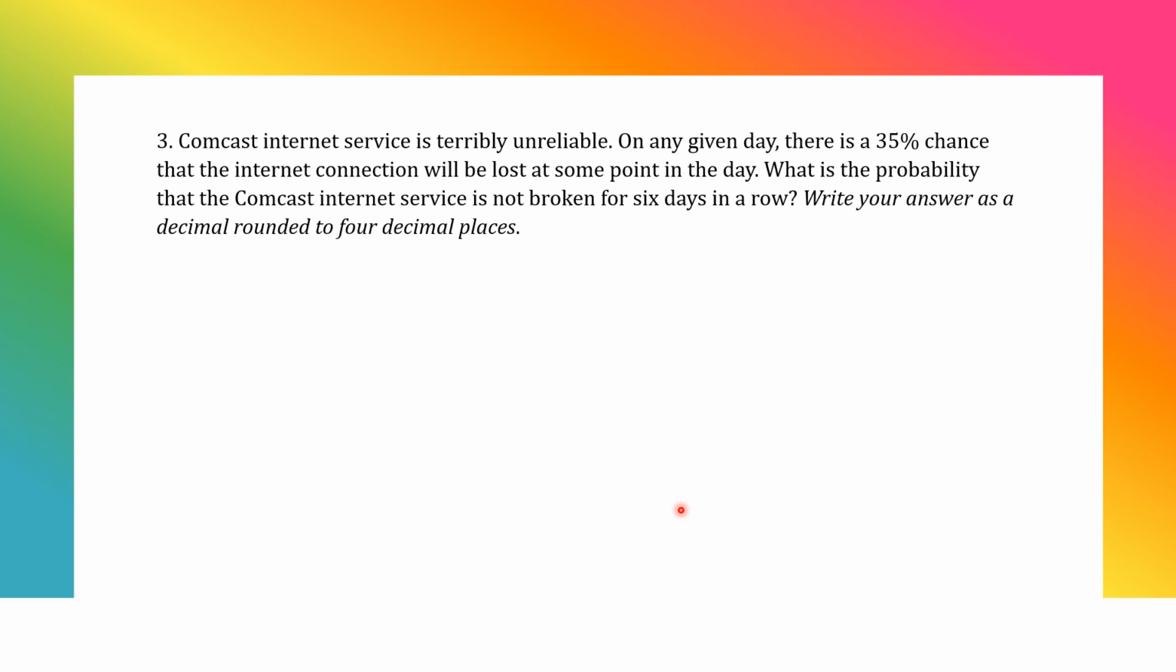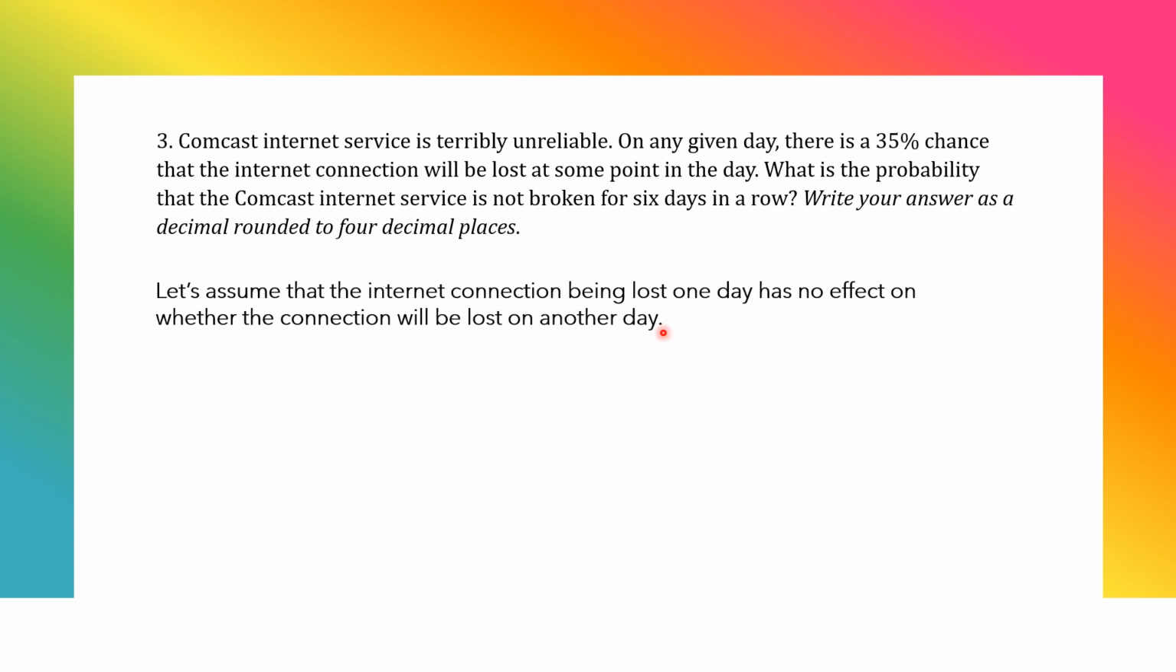Okay, here we have another slightly more complicated problem. It says Comcast internet service is terribly unreliable. On any given day, there's a 35% chance that the internet connection will be lost at some point in the day. Read that carefully now. 35% chance that the internet connection will be lost. What is the probability that the Comcast internet service is not broken for 6 days in a row? Write your answer as a decimal, rounded to 4 decimal places.